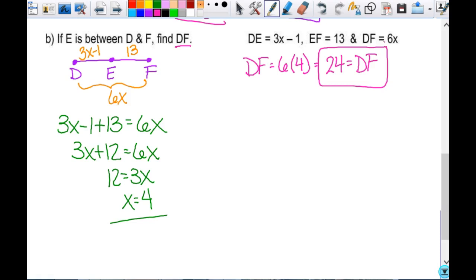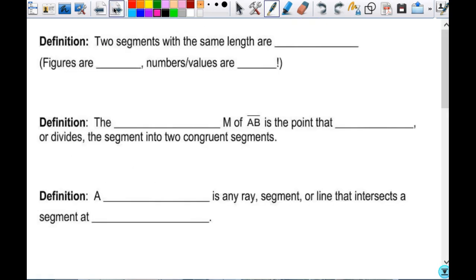All right. A couple more definitions. Terminology is huge in geometry. All right, so two segments with the same length. Well, if two things have the same size and shape, what's the word for that?